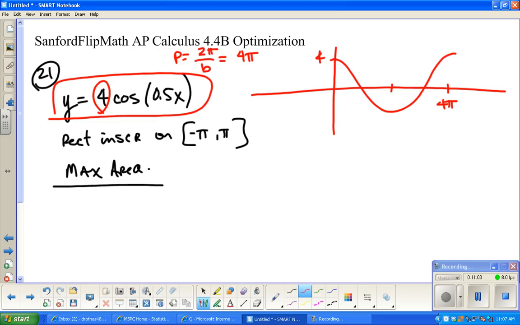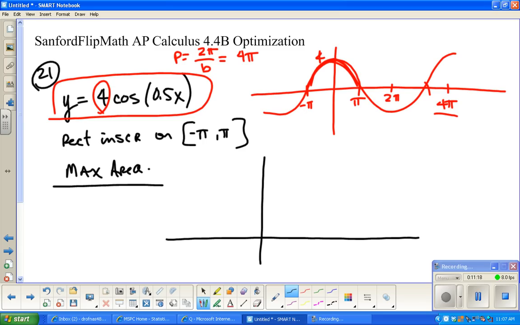And so here we are. If that's 4 pi, this is 2 pi, and this is pi. And if we continue this, here's our negative pi. And so this is that arch that they're talking about. Okay, so let me just redraw that focused on just that part of the graph. And I suppose you could make this happen on a calculator, but there it is.